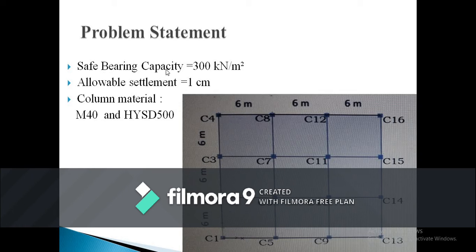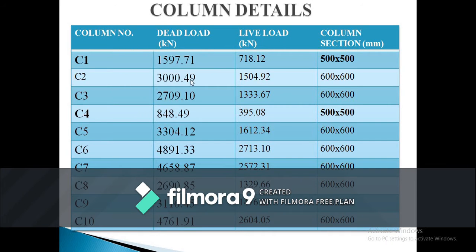The safe bearing capacity of soil is 300 kN per meter square. The allowable settlement is 1 centimeter. The column material is M40 and HYSD 500. Column details, that is column number, dead load, live load, and the section which is used for that particular column. This table I have formed from the Model Explorer results from ETAP software. I'll show you how to form this table and from where to collect this data.